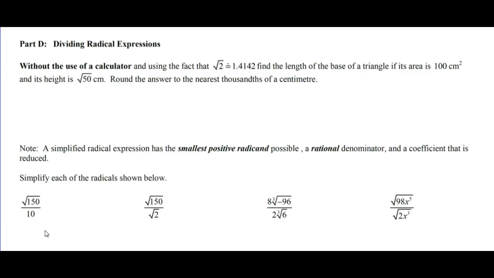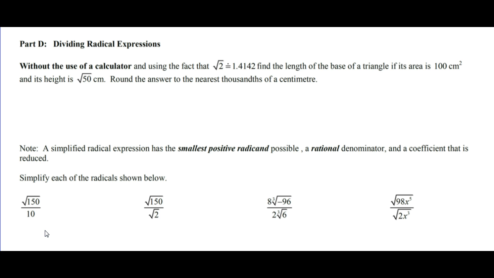Dividing rational expressions, the continuation, right? There's only a couple of pages, which hopefully, running off of a local copy on the desktop, will actually go smoothly. Without the use of a calculator and using the fact that root 2 is approximately equal to 1.4142. We got like 3 more decimals than before.